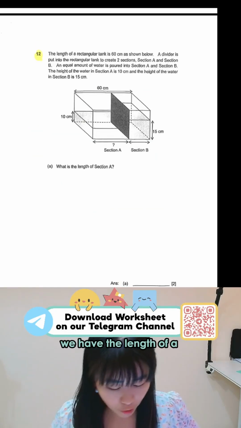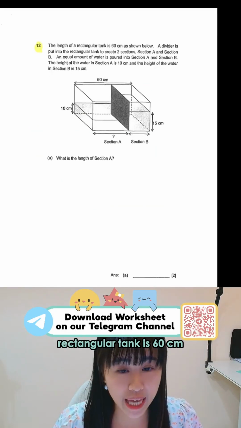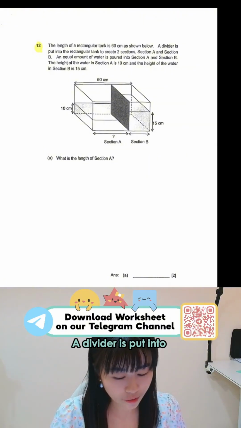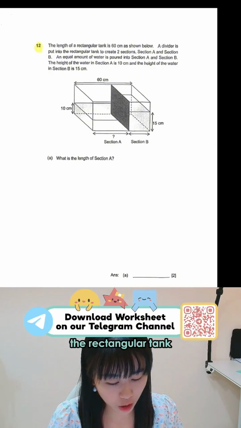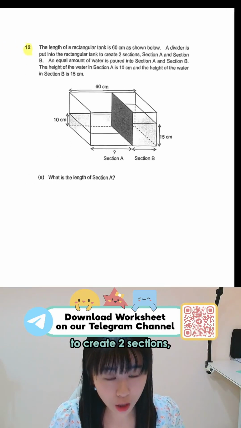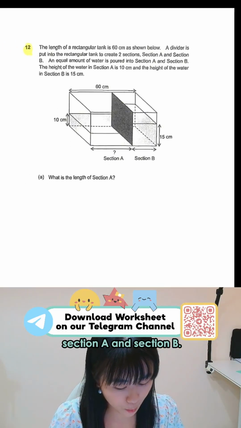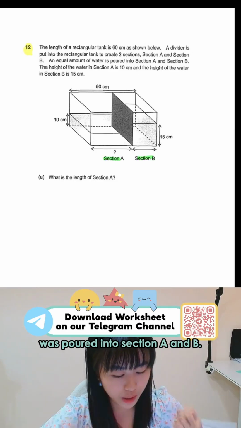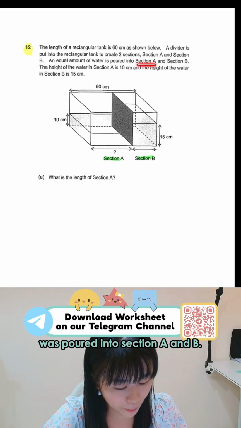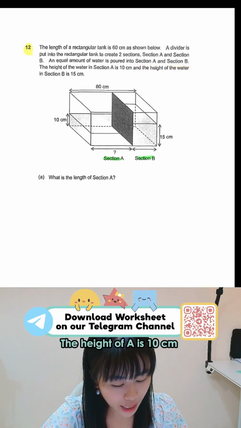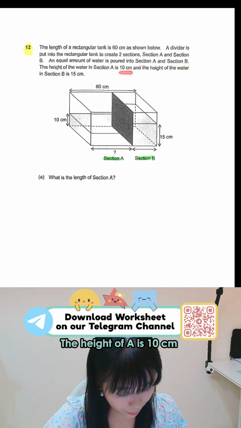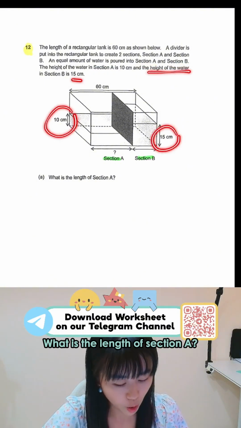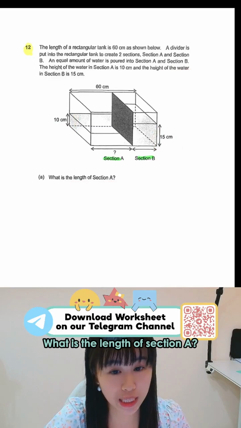So number 12, we have the length of a rectangular tank is 60 cm as shown below. A divider is put into the rectangular tank to create 2 sections, section A and section B. Look at this, section A and section B. An equal amount of water was poured into section A and B. Okay, the height of A is 10 cm. So they put it here, and the height of B is 15 cm. What is the length of section A?